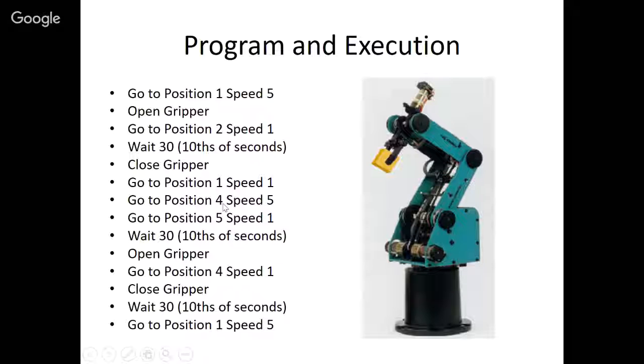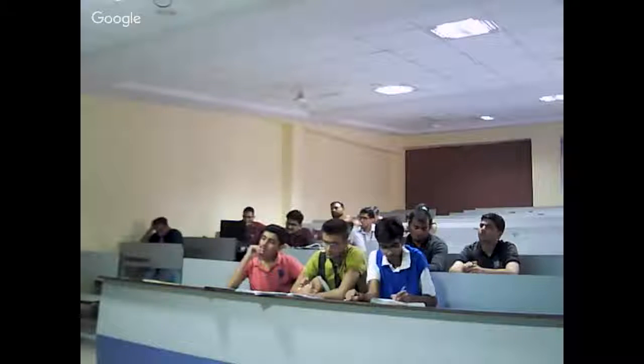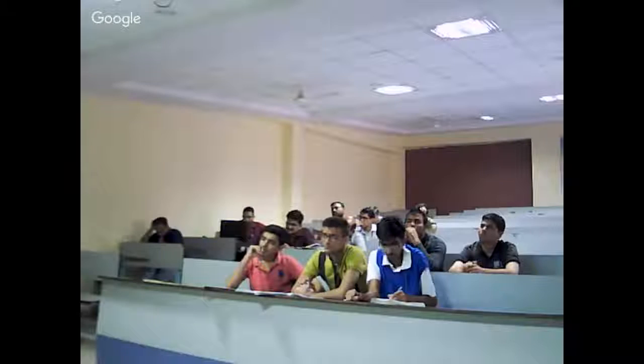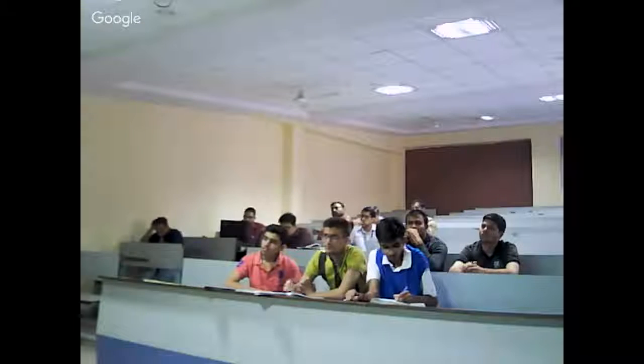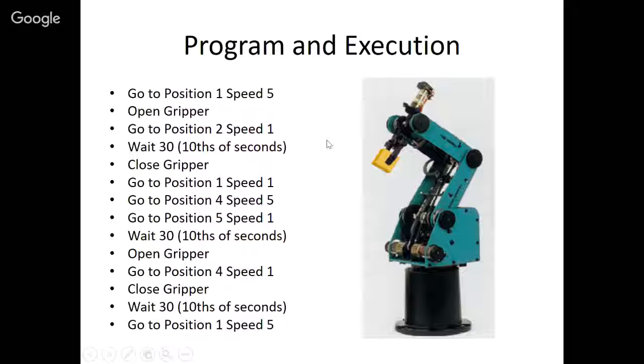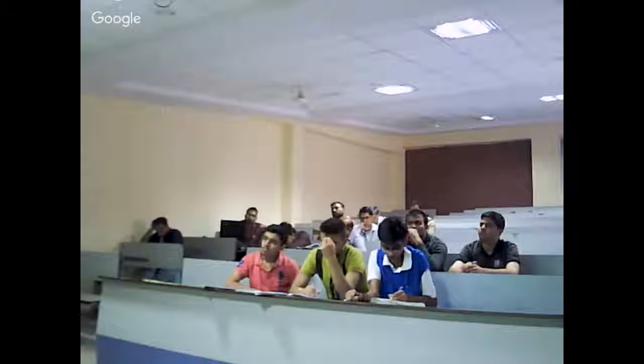Go to position 4, speed 5. Go to position 5, speed 1. Wait. Open gripper. Go to position 4, speed 1. Close gripper. Go to position 1, speed 5. So in this we have used four positions: 1, 2, 4 and 5. Position number 3 was for the home position. So we'll run the video and as the video runs, I will speak the command.